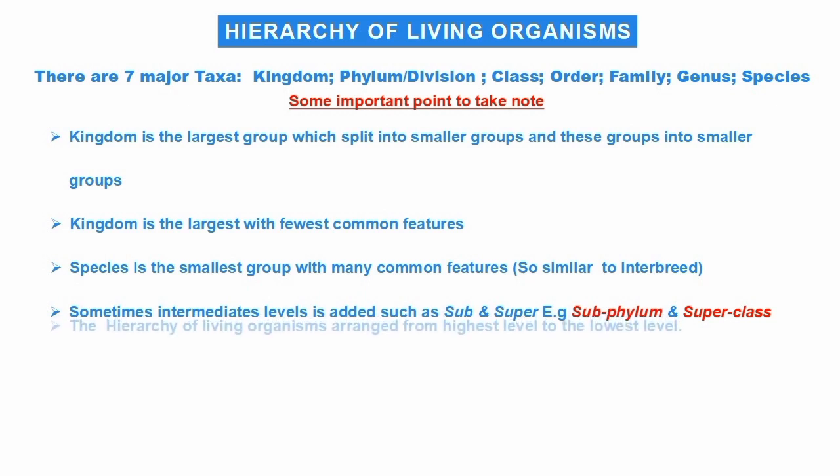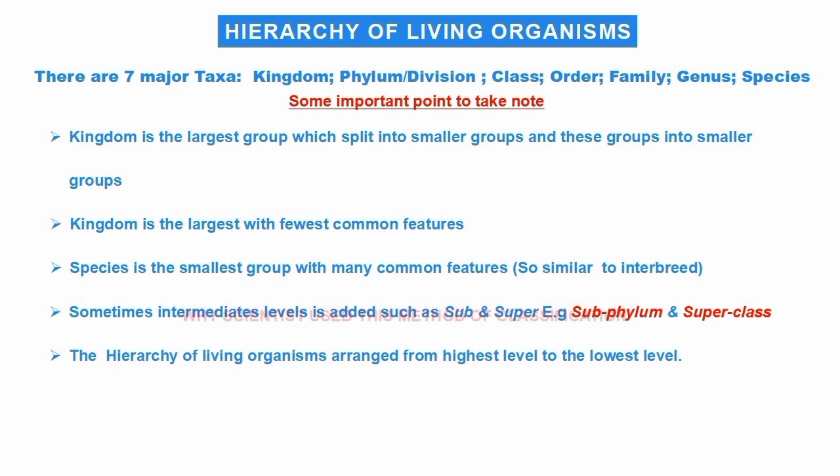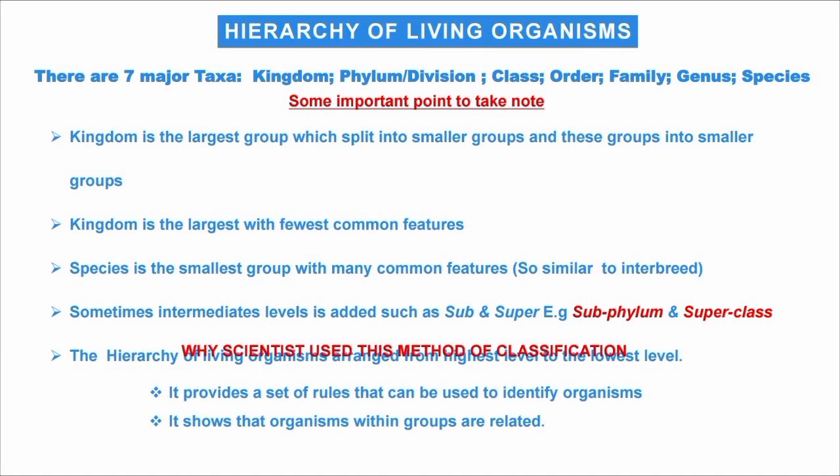Some intermediate levels are added, such as subclass or superclass, subphylum or superphylum. The hierarchy of living organisms is arranged from the highest to the lowest level. A simple question: why do scientists use this method of classification? It provides a set of rules that can be used to identify living organisms. It shows that organisms within a group are related.